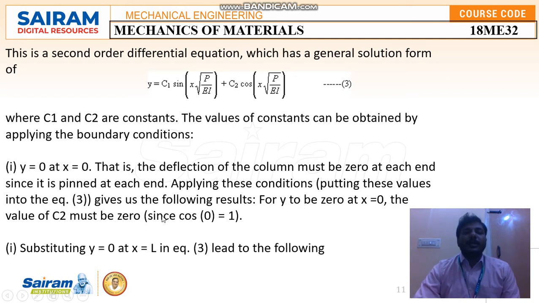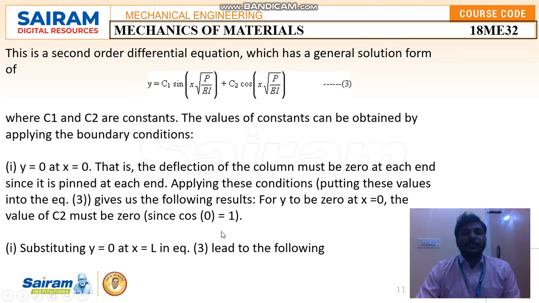for y to be 0 at x equal to 0, the value of c2 must be 0, because cos 0 is equal to 1. By substituting y equal to 0, the y value will be 0 only. Now I am going to replace x with the length, that is, x will be equal to L, the length of the column.